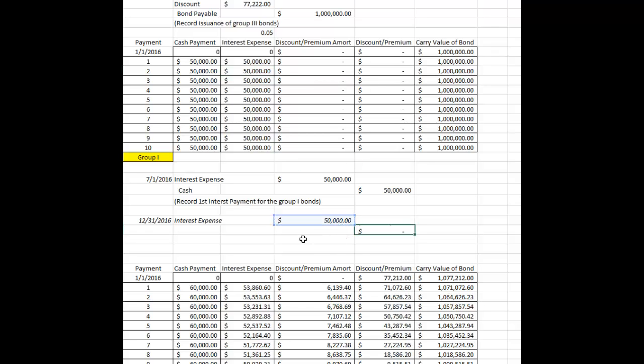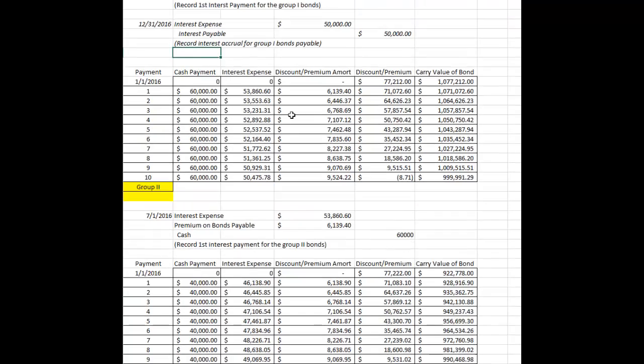Debits have to equal credits. We're not going to pay it yet, so we don't credit cash. We credit a promise, interest payable, and we simply record the interest accrual. We accrue for interest for Group 1 bonds payable. That's it. Now we have 1 full year's worth of interest in the income statement. That's correct. The balance sheet is still going to show a bond payable of $1 million. We're good with the Group 1 bonds.